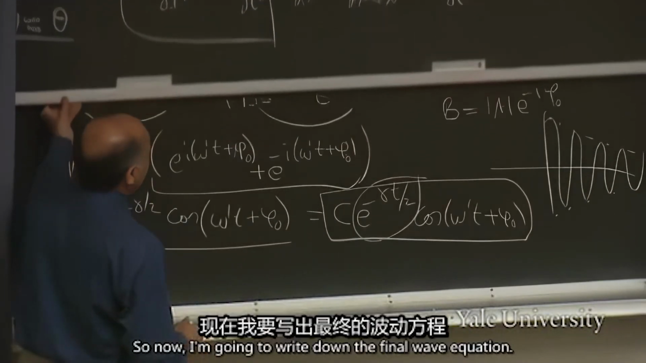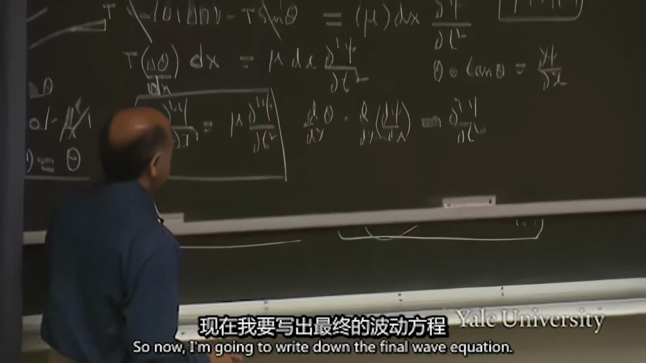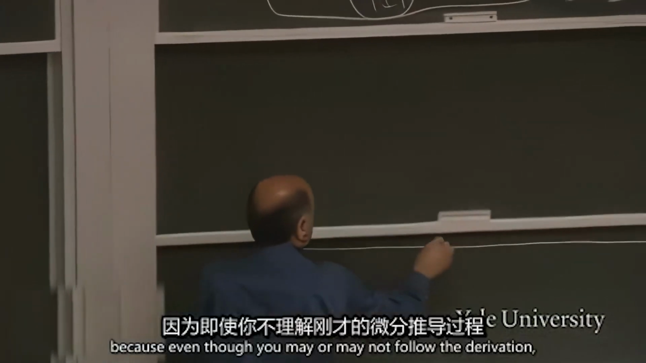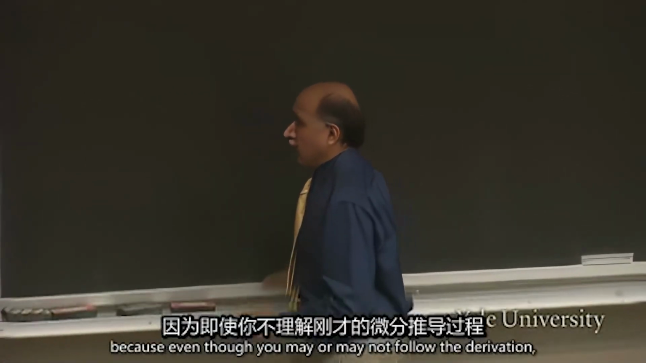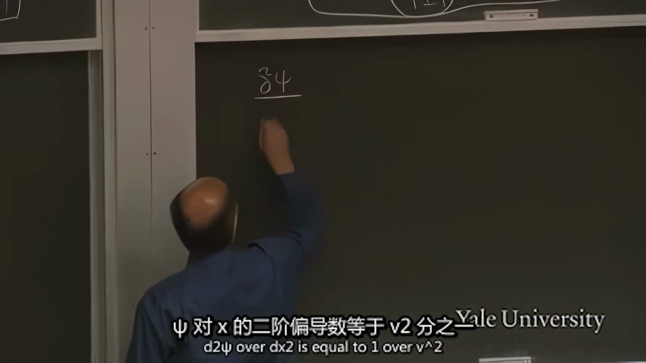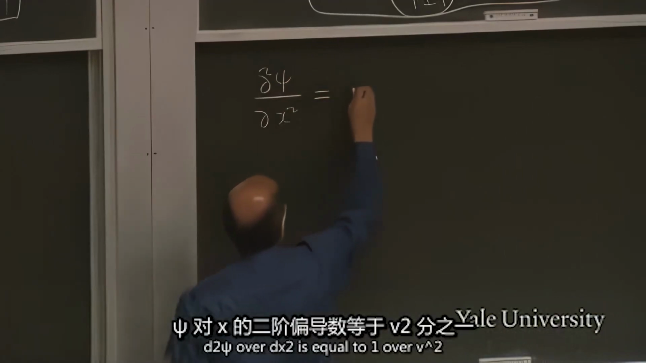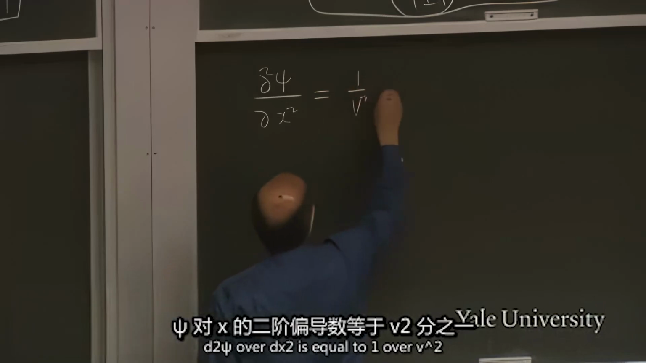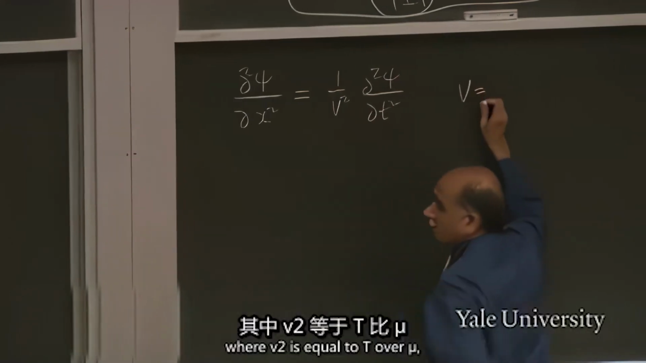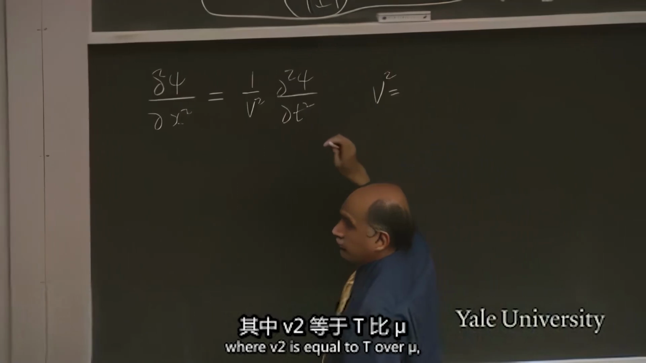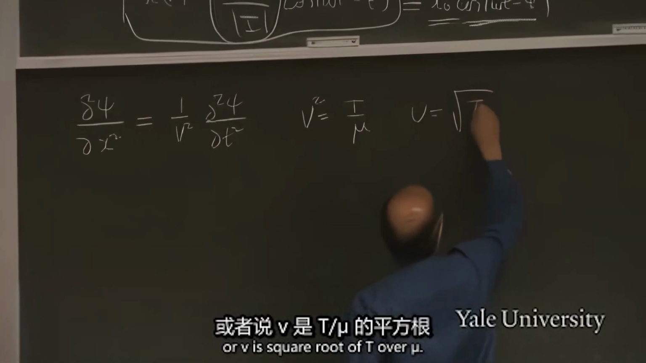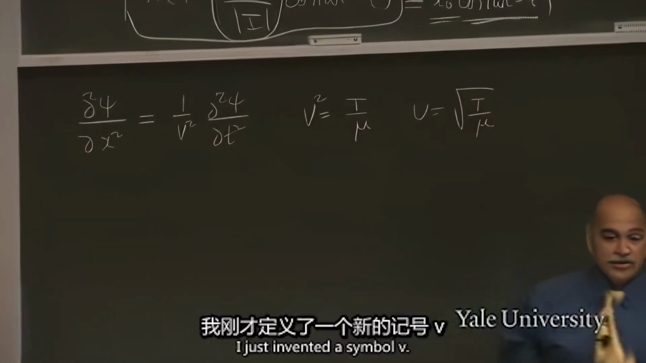So now I'm going to write down the final wave equation. From this point on, you have to get engaged in the problem because even though you may or may not follow the derivation, you should know what is called the wave equation. This is the wave equation. d2 psi over dx squared is equal to 1 over v squared d2 psi over dt squared, where v squared is equal to T over mu, or v is square root of T over mu. I just invented a symbol v.